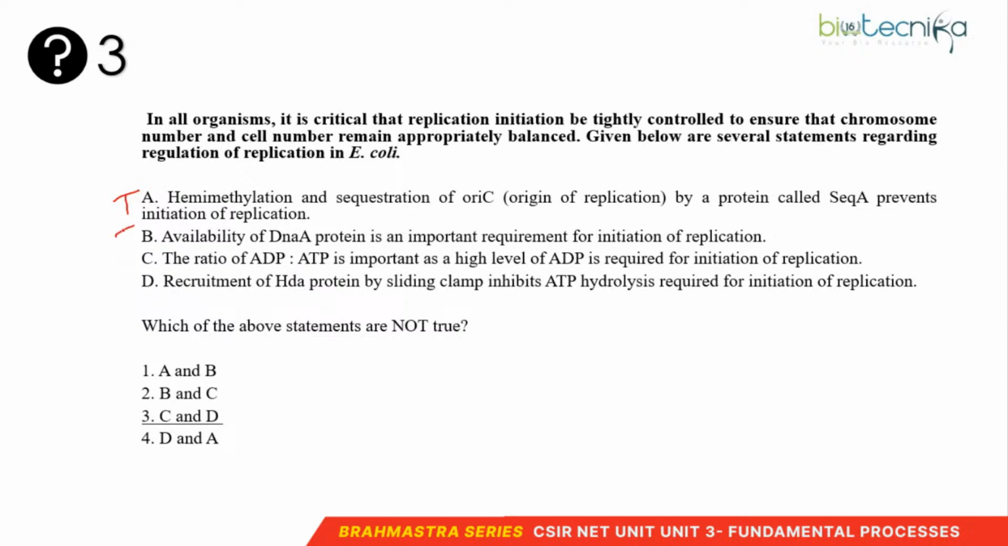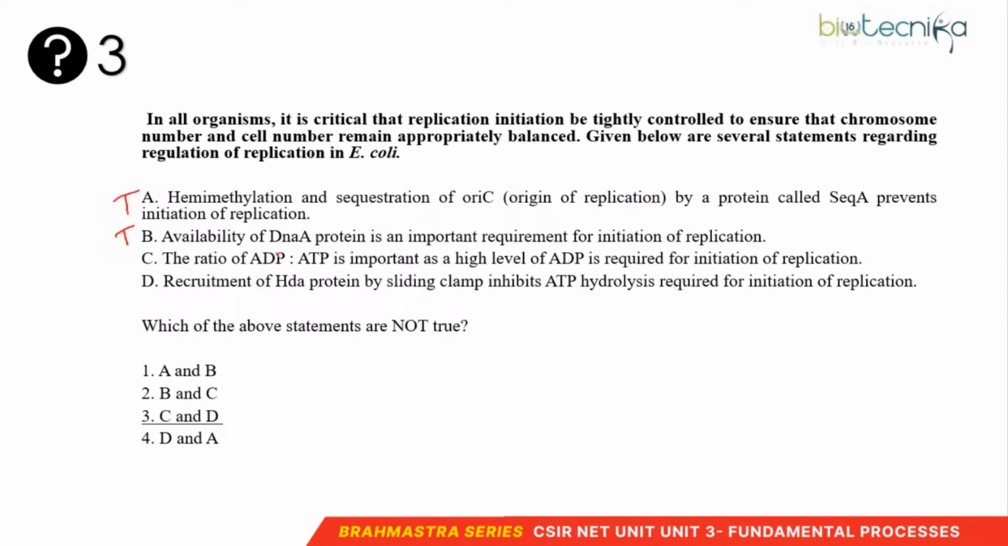This is also true because DnaA binds to the origin sequence, right? And it creates a small separation of the two strands, which is recognized by the helicase. Helicase simply extends that separation. Okay, so A and B are absolutely true. Now, if SeqA protein is bound to the origin of replication, then obviously DnaA protein will not be able to bind. Okay, so these two are true.